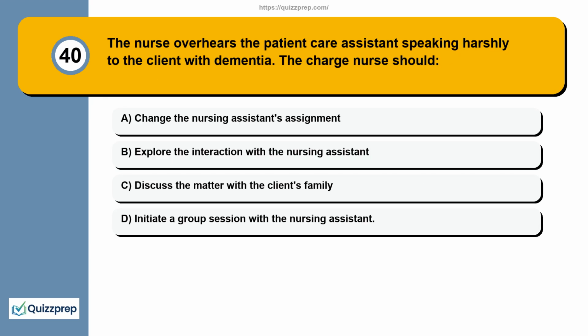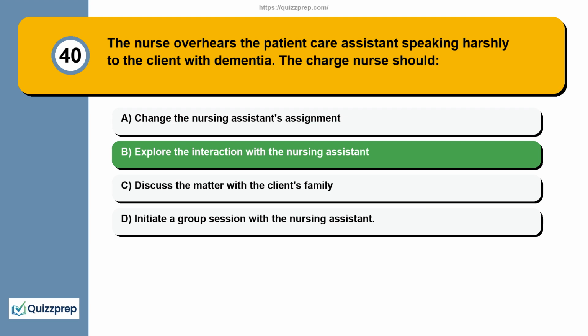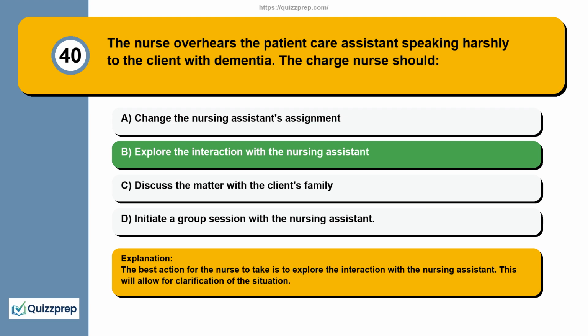Question 40. The nurse overhears the patient care assistant speaking harshly to the client with dementia. The charge nurse should change the nursing assistant's assignment, explore the interaction with the nursing assistant, discuss the matter with the client's family, initiate a group session with the nursing assistant. The best action for the nurse to take is to explore the interaction with the nursing assistant. This will allow for clarification of the situation.